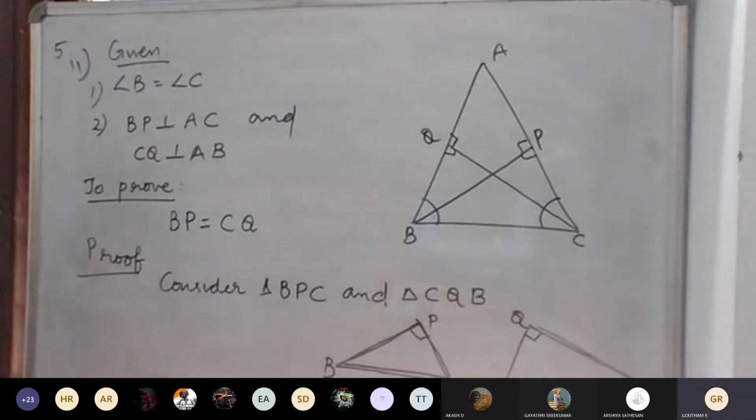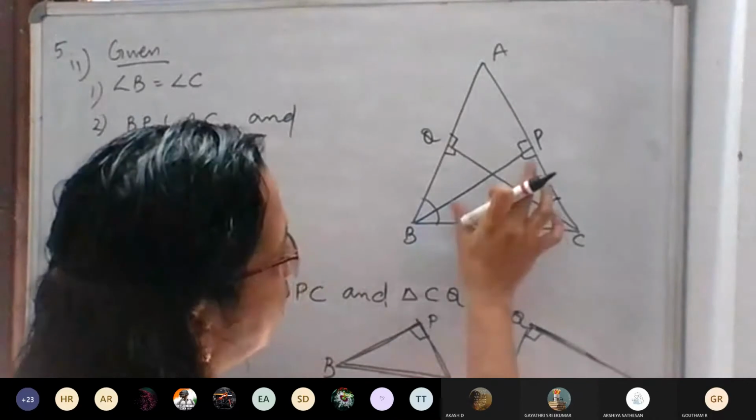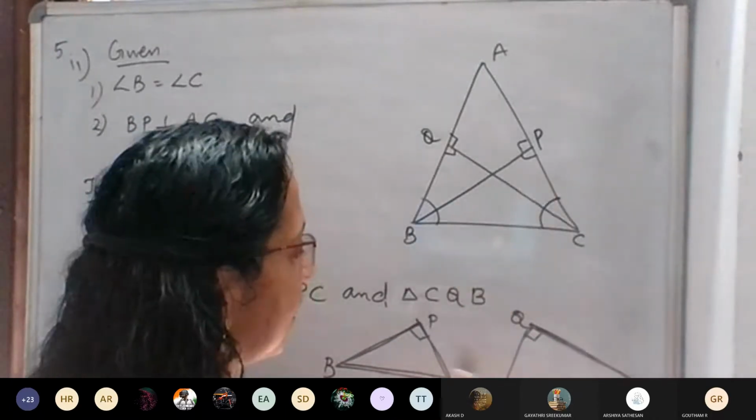Okay. Then consider this triangle. If you need, you can draw the separate triangles here in the working column. If you have any problem, do a separate figure, then it will be easy.